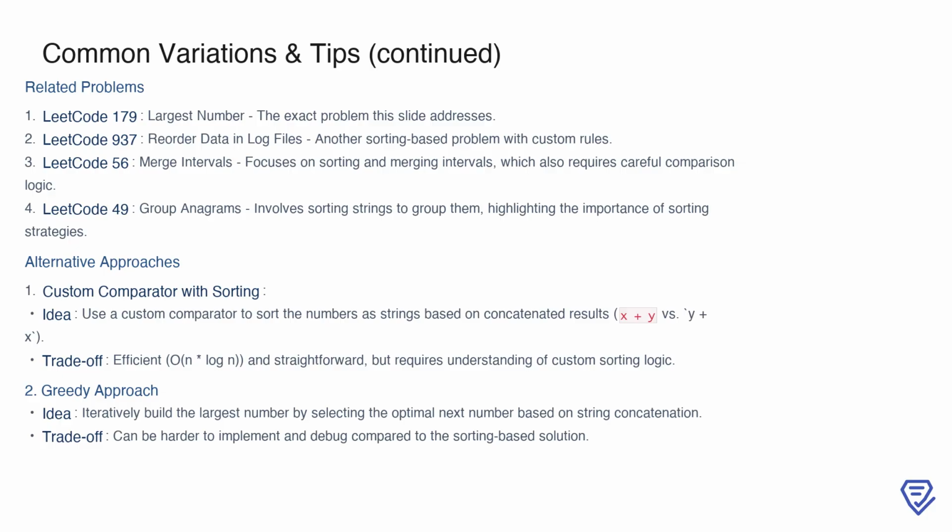When it comes to alternative approaches, the most common is using a custom comparator with sorting. Here, you sort the numbers as strings based on concatenated results, comparing x plus y against y plus x. This approach is efficient, with a complexity of n*log n, and is relatively straightforward once you understand the custom sorting logic.